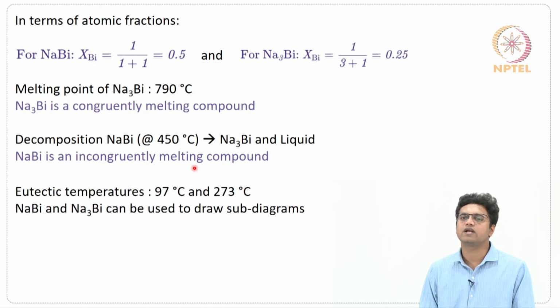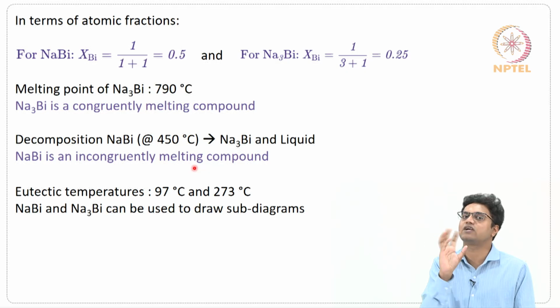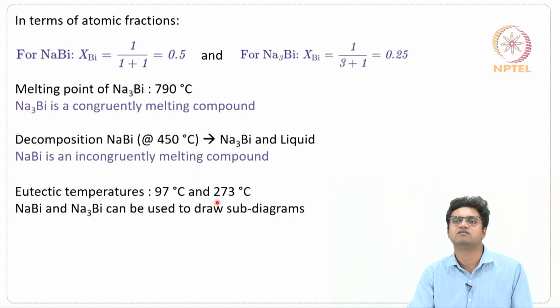Now, the eutectic temperatures are given, 97 degrees Celsius and 273 degrees Celsius. Two eutectics are given. It means the entire phase diagram is divided into sub-diagrams, and the sub-diagrams have eutectic invariant reactions or invariant points. The temperatures are given as 97 degrees Celsius and 273 degrees Celsius.